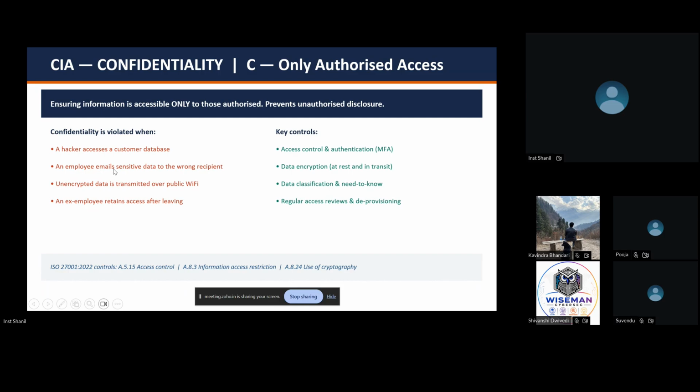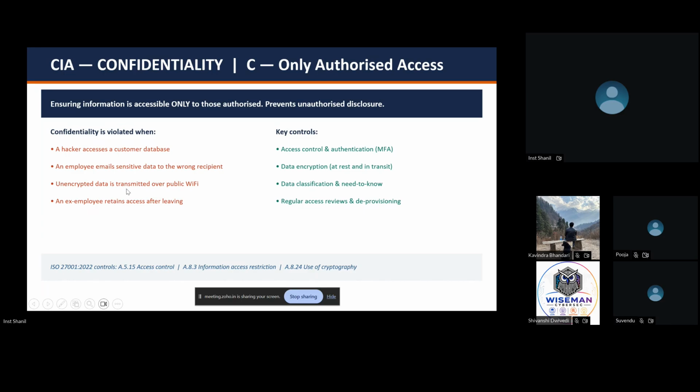An employee emails sensitive data to the wrong recipient. So it is data encryption. The control which we can apply here is data encryption. How does this help? If you're sending some data over email to me, which is encrypted, only I have the key to decrypt it, right? So even if you send it to a wrong recipient by mistake, they will still not be able to access it because they do not have the decryption key. So that is how data encryption helps.